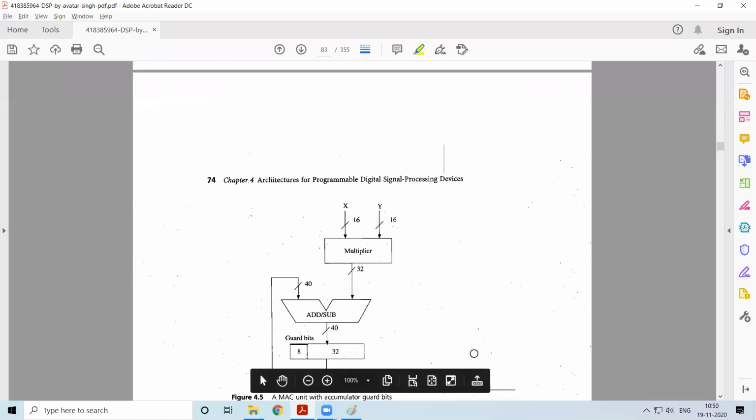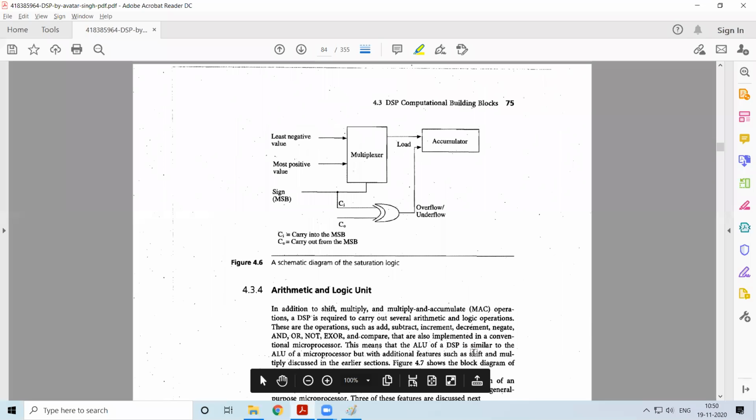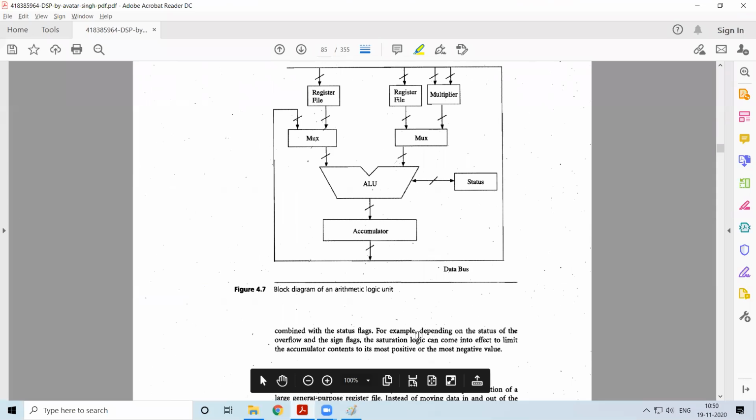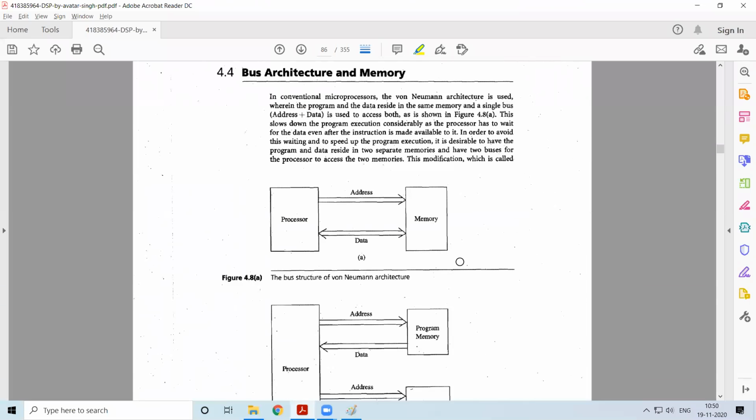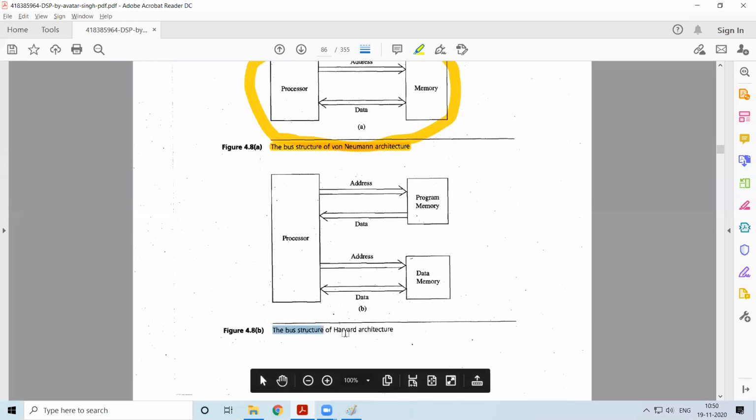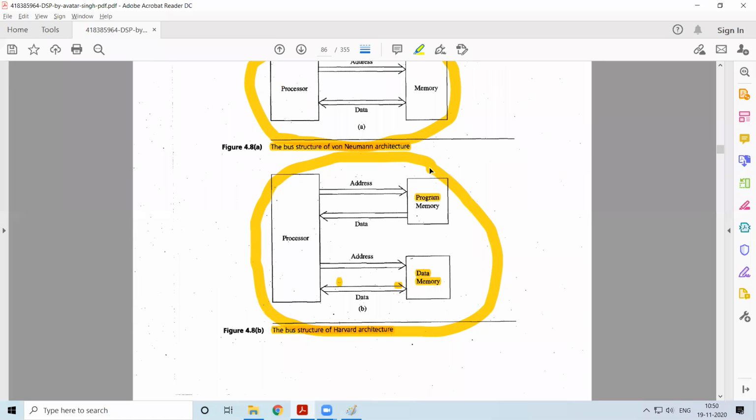Then, apart from this, the other hardware we looked at was the ALU, which should consist of all these things. Then we had the bus architecture and the memory. Here we have the von Neumann architecture, which is present in your microcontroller, but it hinders the speed when we use it in the DSP. Therefore, we go for the Harvard architecture, where we have separate memory for program and data. This helps us improve the execution related to DSP.